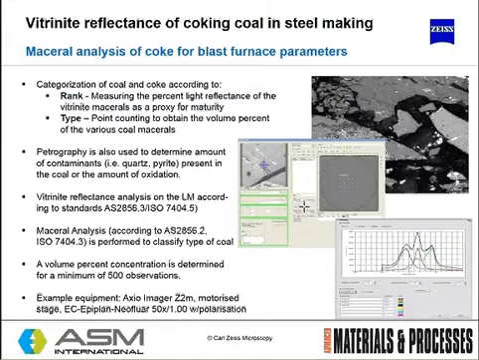And this is a semi-automatic process, so a volume percent concentration is determined for a minimum of 500 observations. In practice the user will typically perform a manual calibration step whereby the instrument will present to the user 1, 2, 3, 4, 500 points, and then the user will segment manually into the different phases, that is vitrinite, semi-fusinite and inertinite typically. And then the instrument, once calibrated for that sample, can analyze thousands of points automatically.